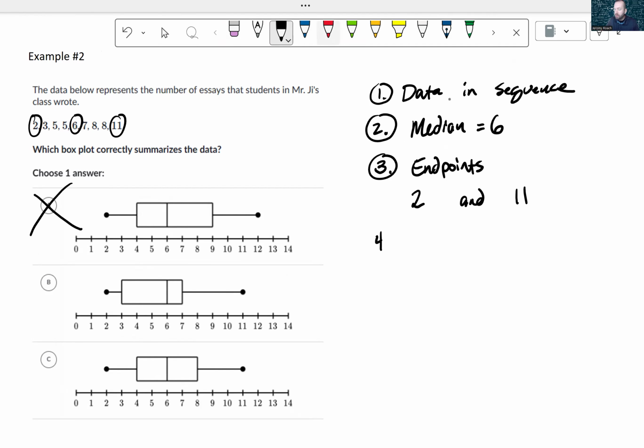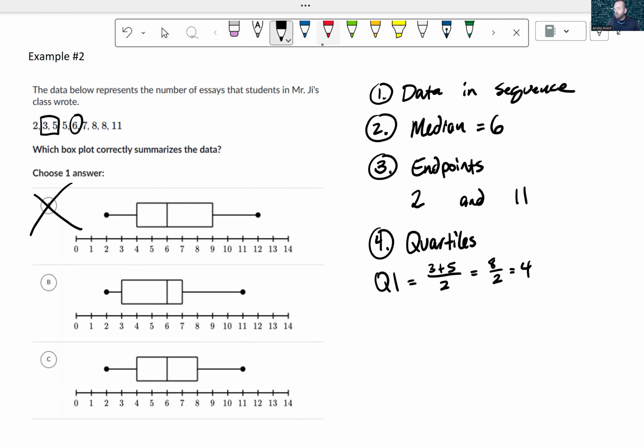Okay, so we've at least narrowed it down to 2 answer choices. Now we're going to check our quartiles. And we have one median here, so that makes it nice and easy. We can just check our quartile. Our first quartile here is 3 and 5 is our middle number. So for Q1, that's going to be 3 plus 5 divided by 2, and that's 8 over 2, and that's equal to 4.